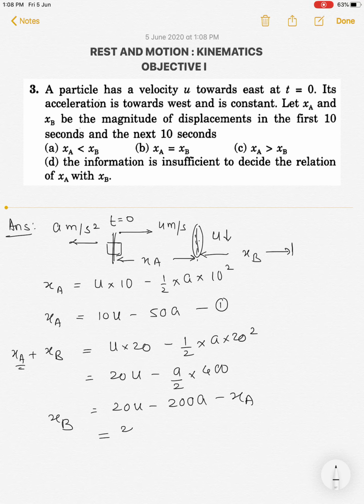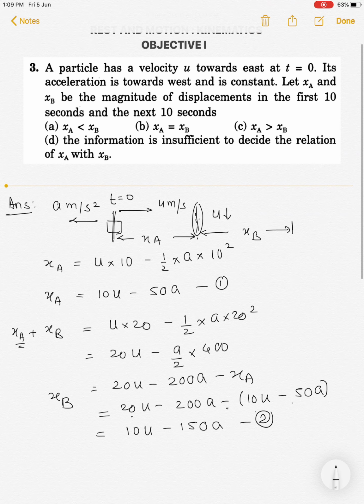So this xa will come on this side. So 20u minus 200a minus xa. So xa is 10u minus 50a. Now if you open this bracket, 20 minus 10 will be equal to 10u, and minus minus becomes plus, so minus 150a. Now it all depends on the value of u and a.